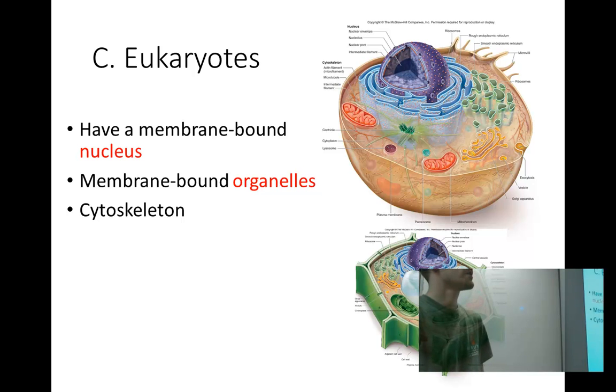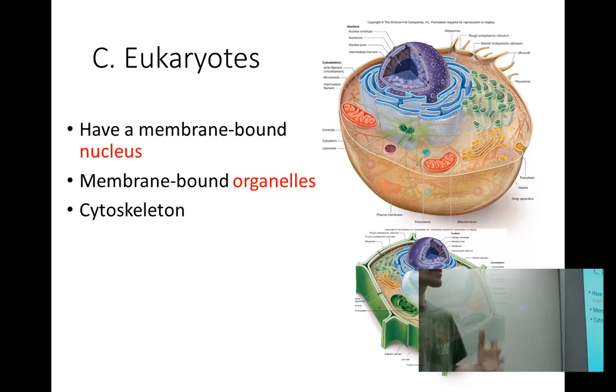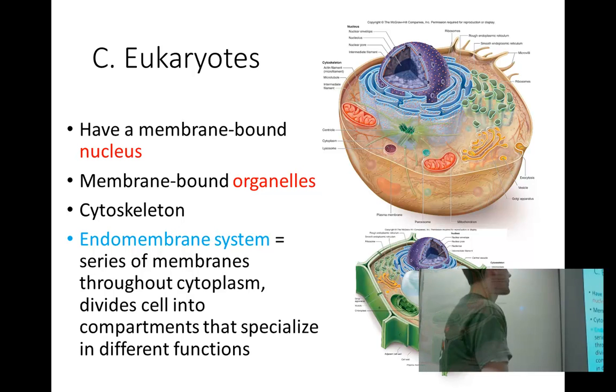The cytoskeleton is proteins within the cytoplasm that give the cell more structure, just like your skeleton does. It guides things through the cell. If something is moving from one part of the cell to the other, it hitches a ride on the cytoskeleton, kind of like railroad tracks. Very important to the function of eukaryotes.